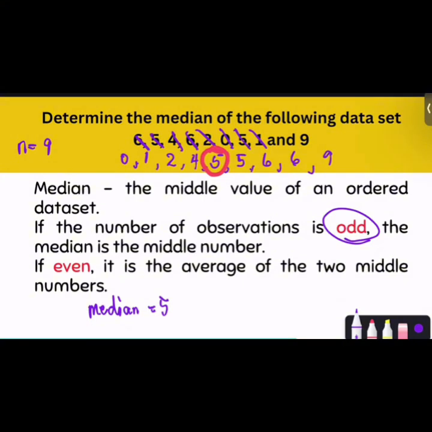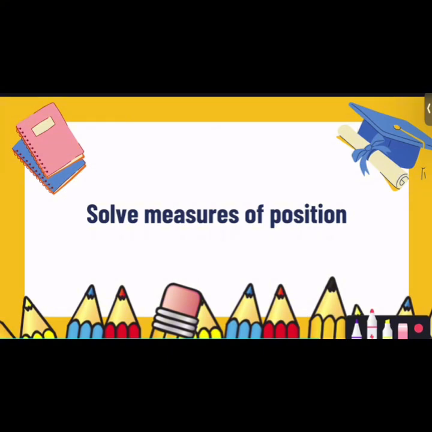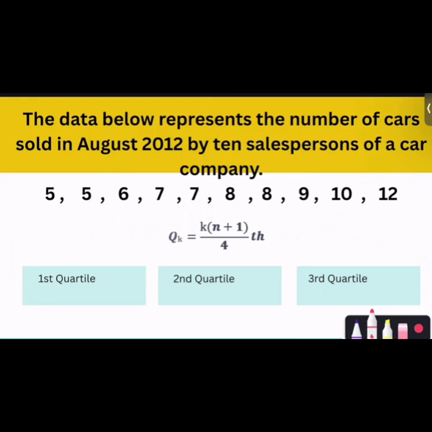Okay, now, I think we know how to solve or determine the median of the given data set. Now, we can proceed in solving measures of position. We have here the given problem. The data below represents the number of cars sold in August 2012 by 10 salespersons of a car company. Our data set is 5, 5, 6, 7, 7, 8, 8, 9, 10, and 12. And our formula to be used is quartile is equal kay K times N plus 1 over 4. So now let's proceed in solving the first, second, and third quartile.